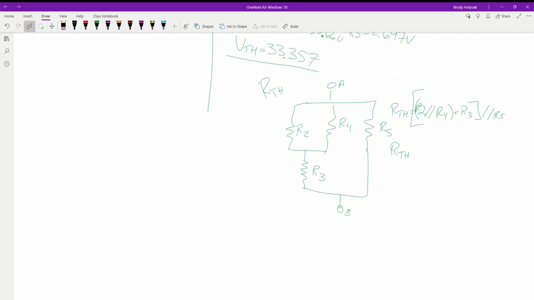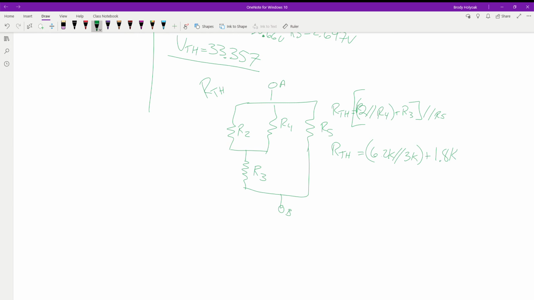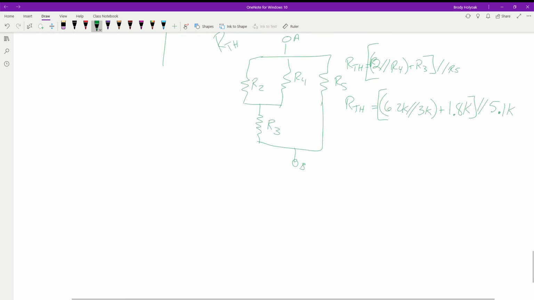So here, we're going to have R2 in parallel with R4. So we have a 6.2K in parallel with a 3K. We're going to add that to a 1.8K. This value is then going to be in parallel with a 5.1K. So just breaking up the formula, that's not going to be fun to put it all into one formula.